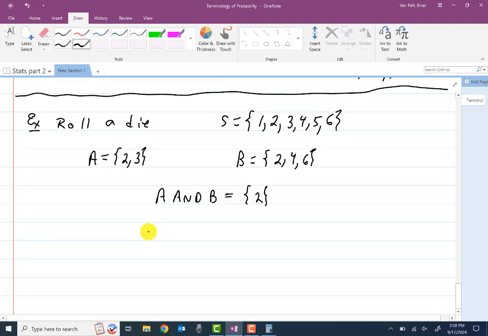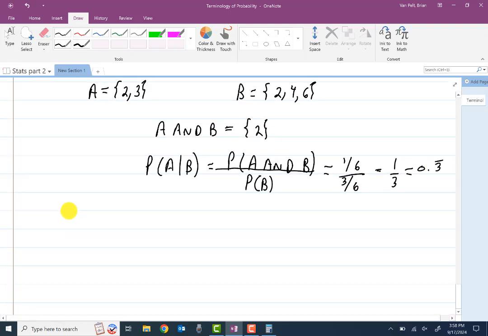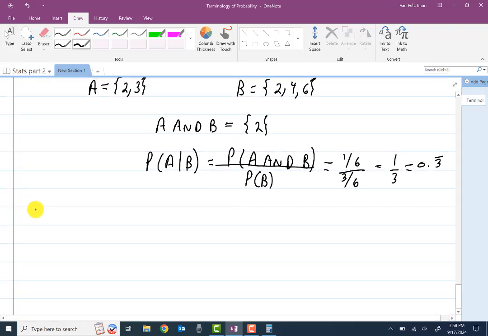Now if I want to calculate the probability of A/B, that's the probability of A and B divided by the probability of B. So A and B, that was 1 out of 6, and the probability of B was 3 out of 6. That equals 1/3, or 0.3. Let me give an explanation here.